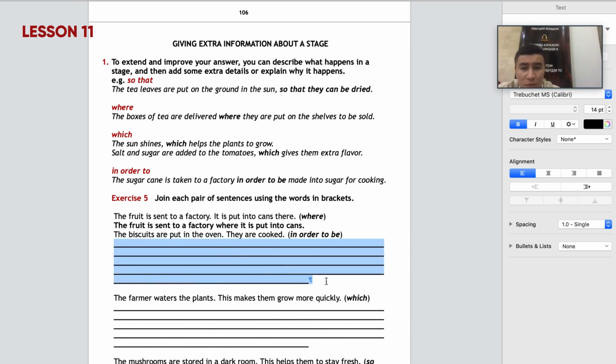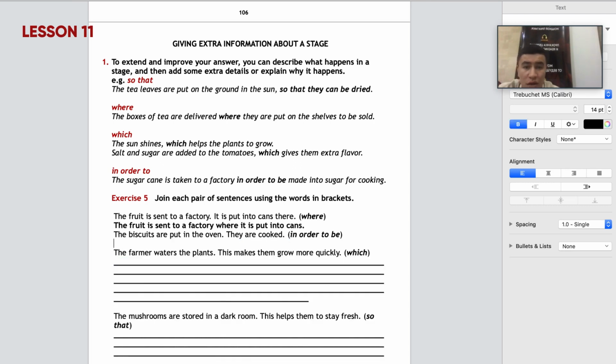The biscuits are put in the oven. They are cooked. Okay, now the biscuits are put in the oven in order to be cooked.